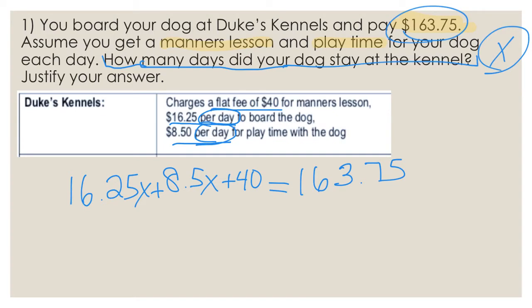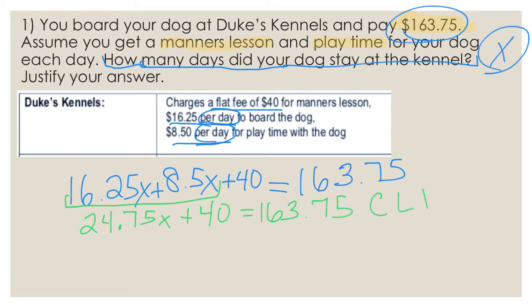So, how are we going to solve this? Well, the first thing I'm going to do is combine some like terms. This term and this term right here can be combined. So 16.25 plus 8.5 gives me 24.75x. Remember, we combine them. All we're doing is adding our coefficients. Plus 40 equals 163.75. In this case, all I did was combine like terms.